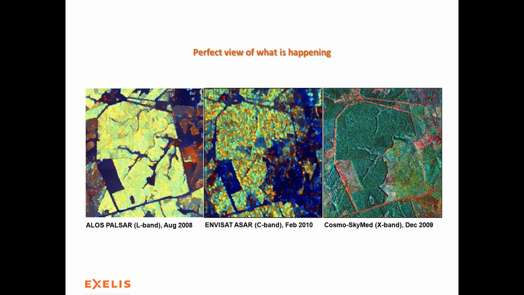The ALOS image shows the standing forest in yellow in 2008. In the ASAR image, if you look at the lower right corner, you can see the blue area that represents a clear cut in 2010, but you can't really tell the actual state of the forest. This is the COSMO from 2009. You can see the clear cut area, but you can also tell it's regrown, which you can't see in the ASAR data.